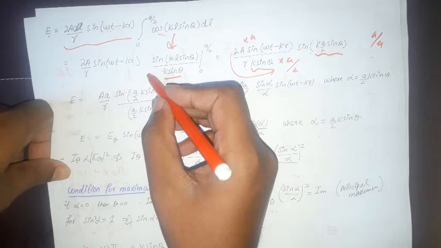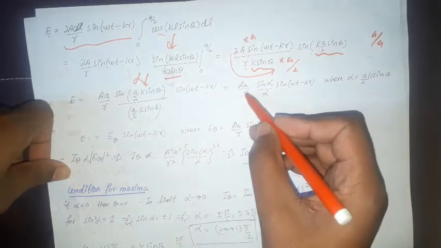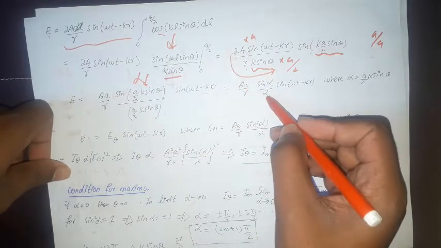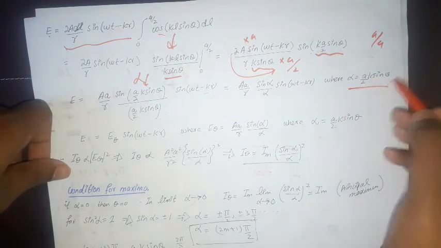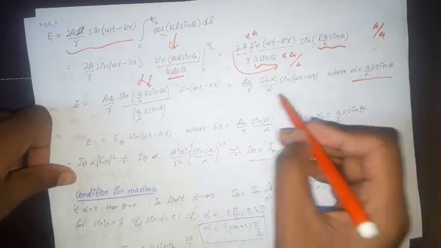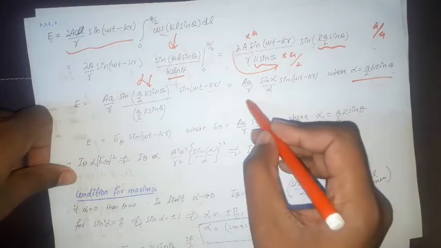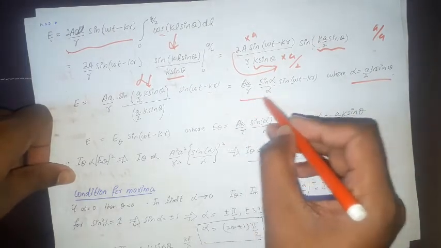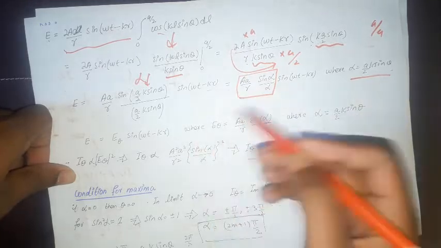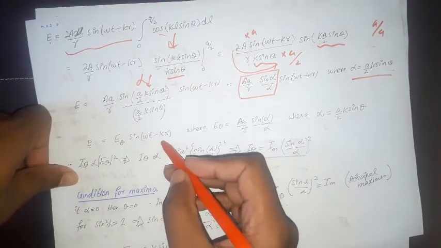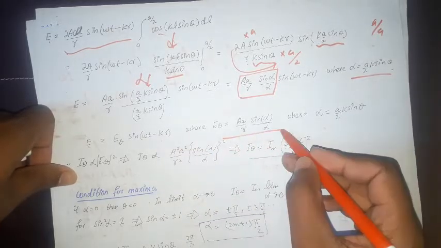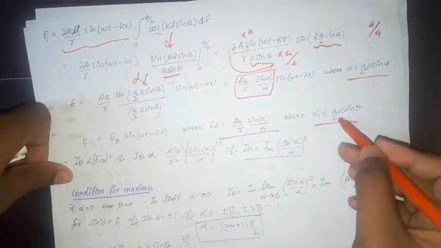Next I can name this angle as alpha. So this gives me a by r into sine of alpha by alpha into sine of omega t minus kr, where alpha is equal to a by 2 k sine theta. If I call this entire factor its amplitude, this gives me E is equal to E theta into sine of omega t minus kr, where E theta is equal to this factor and alpha is equal to this.